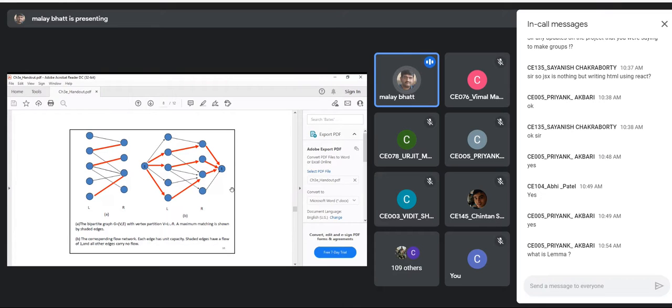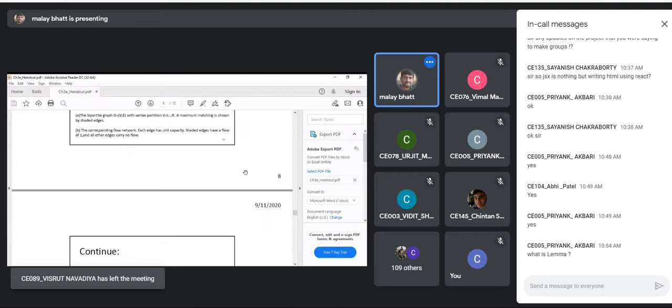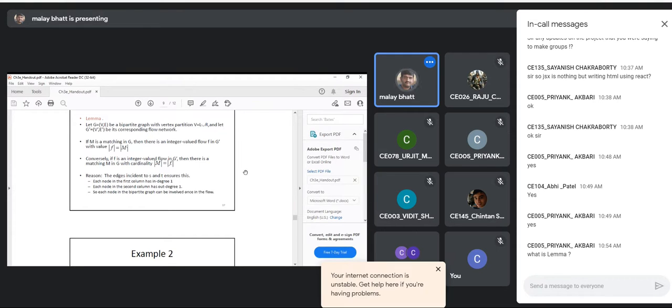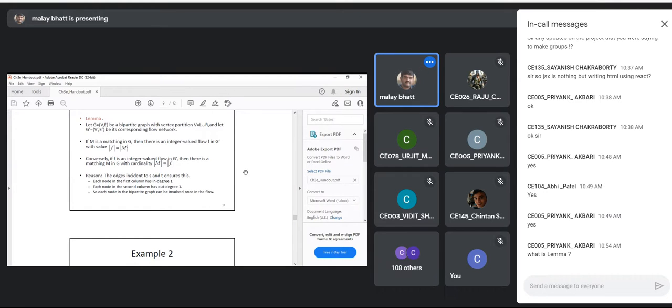So because the in-degree is 1, you can use that node only once, because the weight of each edge is only 1. Similarly, the out-degree for R is also 1, and each edge has only one value, right? So each node in the bipartite graph can be involved once in the flow, because once the value becomes 0 from 1, you cannot reuse that node. You can use that node only once. So that's why it gives an assurance that the flow value will be equal to the maximum matching.